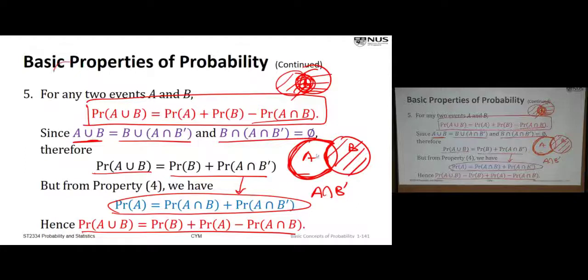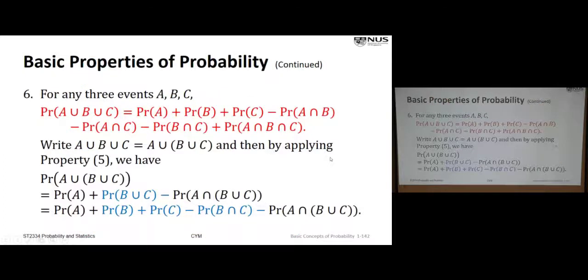So it's like this, A, B, C. Okay, so here's the answer. So we add A, B, C probabilities together, which we count A common to A and B twice. So I have to subtract it.